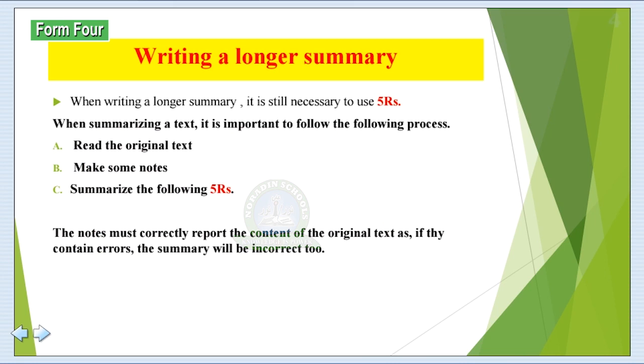Writing a long summary. When writing a long summary, it is still necessary to use the 5 R's. When summarizing a text, it's important to follow the following process. What are the steps you are going to take when you want to summarize, apart from the 5 R's? Number one, read the original text. Read and understand what you are going to summarize. Number two, make some notes. Then summarize following the 5 R's: reduce, reject, reword, reproduce, and repackage.